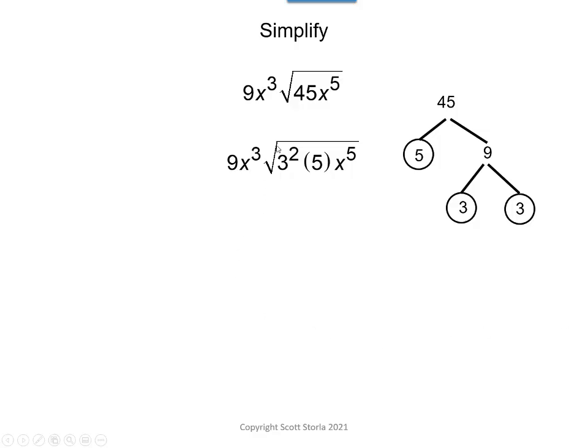And here's our last one. 45 prime factors to 3 squared times 5. 2 will go into 2 once, so one factor of 3 will get out. The factor of 5 will just stay here. And then 2 will go into 5 twice with a remainder of 1, so an x squared will get out, and 1 factor of x will remain. To simplify now, I'll multiply 9 and 3 and get 27, and then bases are the same and I'm multiplying so I can add the exponents and get the 5th power of x.